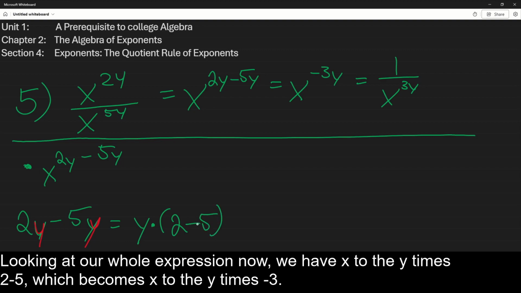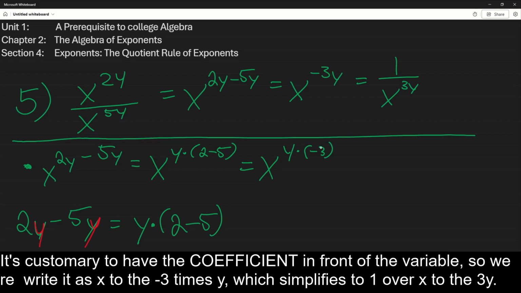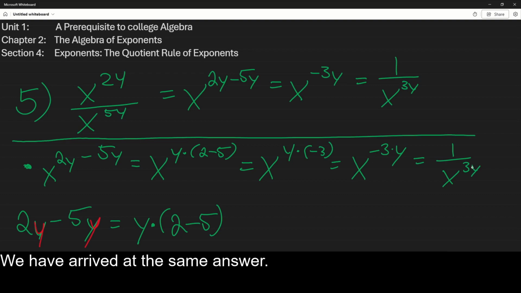Looking at our whole expression now, we have x to the y times 2 minus 5, which becomes x to the y times negative 3. It's customary to have the exponent in front of the variable. So we rewrite it as x to the negative 3 times y, which simplifies to 1 divided by x to the 3y. We have arrived at the same answer.